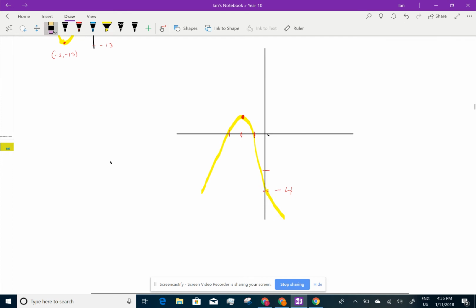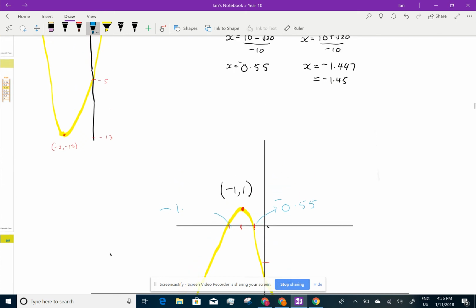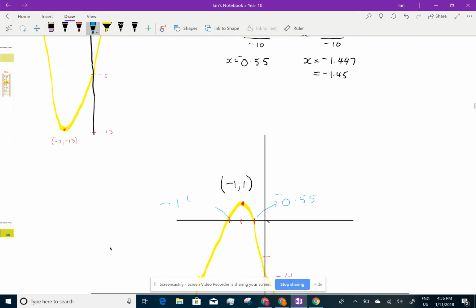Oh, it's a bit bad there at the end. Let's fix it up. Put our arrows to indicate that it goes on forever. Label my points. So this is negative 1, 1. This is already labelled negative 4. This is, I'm going to have to draw an arrow here. This is negative 0.55, and this is negative 1. Is it 55 or 45? 45.